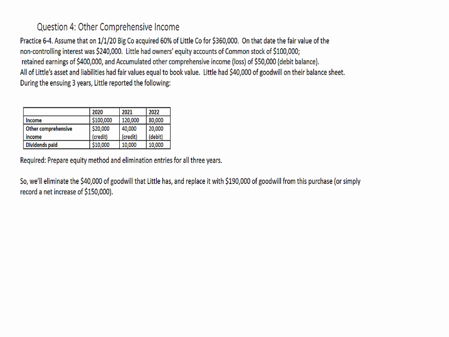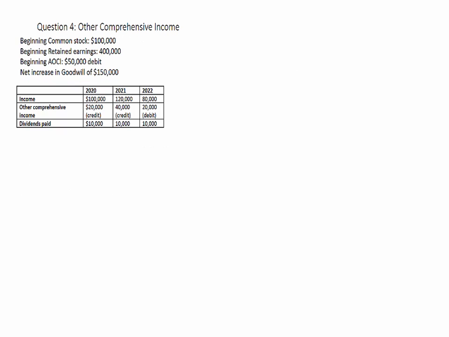So we're going to go ahead and eliminate the $40,000 of goodwill that Little has and replace it with $190,000 of goodwill from this purchase. Of course, that simply results in a net increase of $150,000, which is what we'll do in our elimination entries. Okay, so there's sort of a summary of where we're going to start the ball rolling. We have our beginning common stock, our beginning retained earnings, our beginning AOCI, and we're going to see a net increase in goodwill of $150,000.